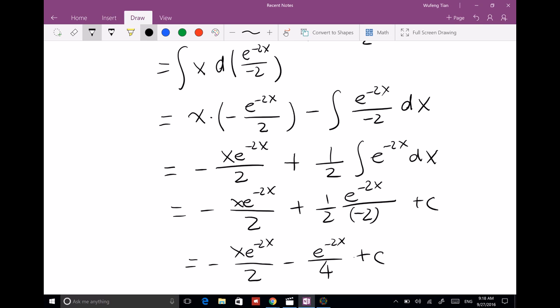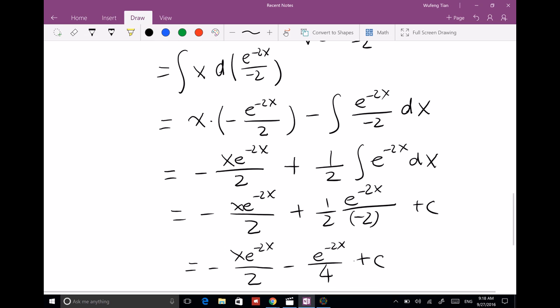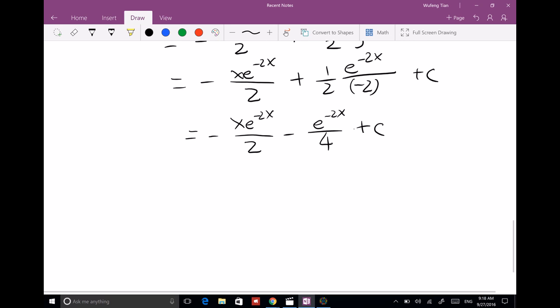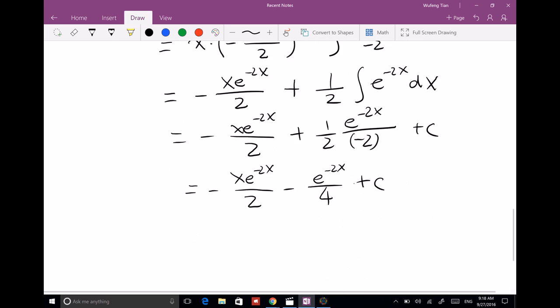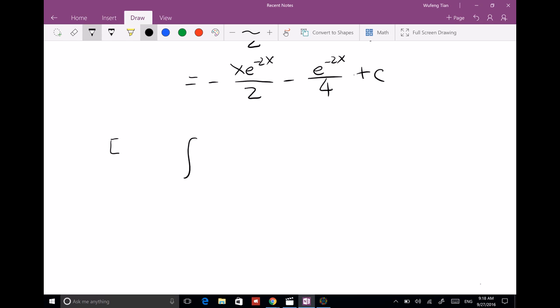Okay. So next I will introduce what we call the tabular method. Yesterday I told you to go back and review that method and see what the method is about. Now we're going to use the tabular method here. Can we move on? Okay. So now I'm still looking at the same problem, x e to negative 2x dx. Let's use the tabular method.